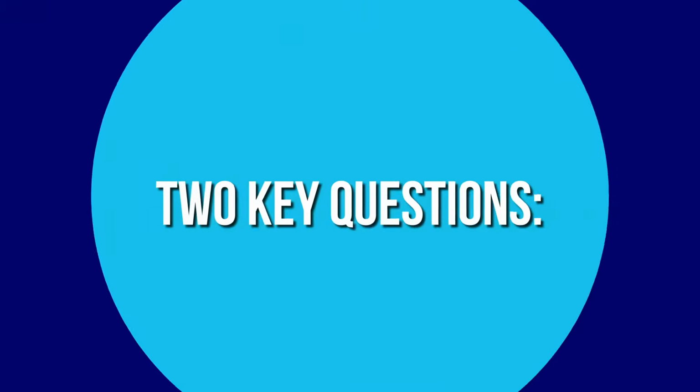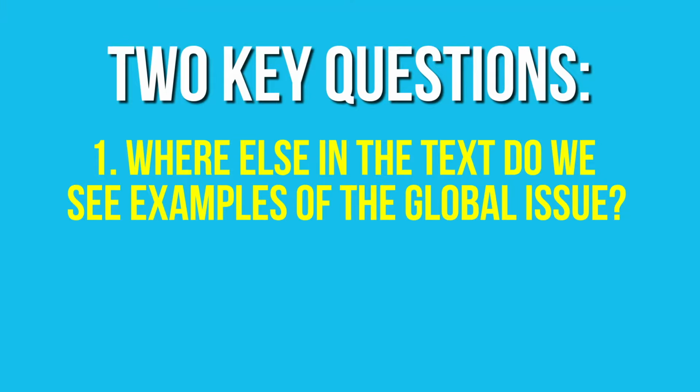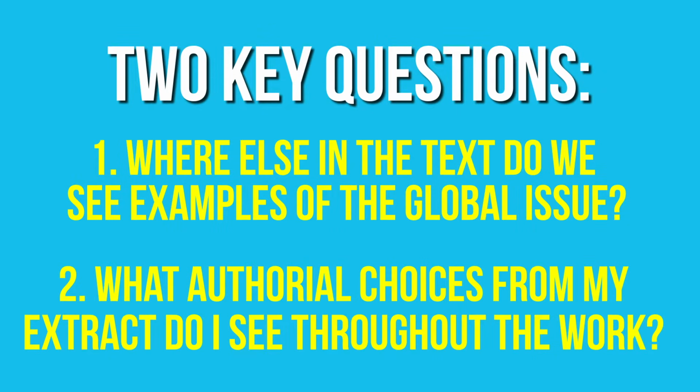I think we look at two questions. The first question is, where else in the text do we see examples of our global issue? So events and moments in a novel, or other poems perhaps, or other ads in an ad campaign. We want to think about where else in the body of work I see my global issue reflected. And the second question you want to ask yourself is, what authorial choices do I see in my extract that are also prevalent in the entire work or body of work? And the choices have to matter.